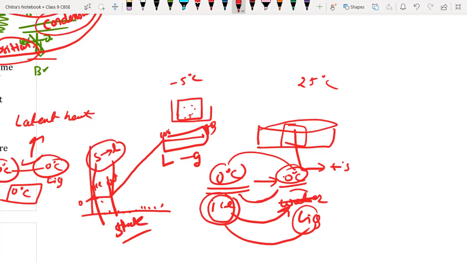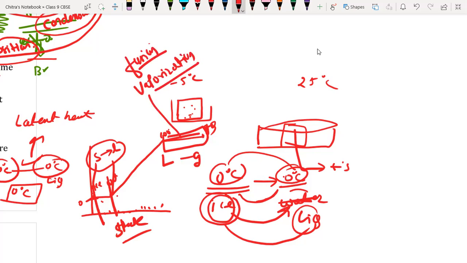Okay, everyone. Can solid convert into liquid at one temperature, and can liquid convert to gas also at one temperature? Yes. Liquid to gas is called latent heat of vaporization, and ice to liquid, meaning solid to liquid, is called latent heat of fusion. Okay, fusion and vaporization.